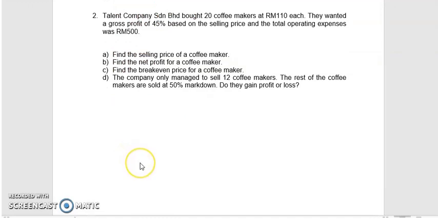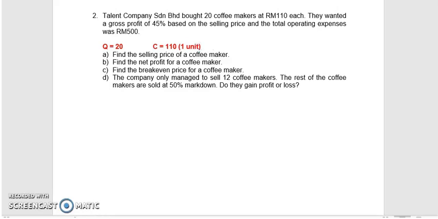Okay, now let's look at question 2. Talent companies near Berhad bought 20 coffee makers at 110 each. Okay, so you list down the information given here. So 20 we can put it as quantity. So Q equivalent to quantity. At 110 each. So means that this is the cost. Okay, cost for one unit. So let's say I put here for 1 unit.